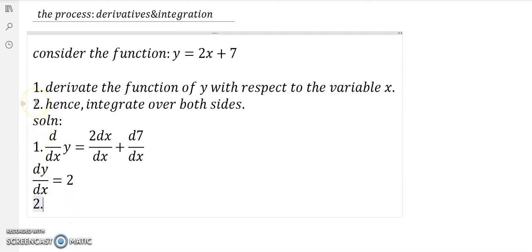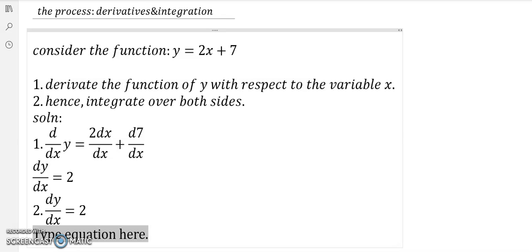Last but not least, number 2, hence integrate over both sides. Immediately when you hear this word hence, it simply means that we're going to use the previous solution as our source of reference. Then our previous solution was dy over dx equal to 2. However, to integrate, we should make dy the subject of the formula: dy equal to 2 dx.